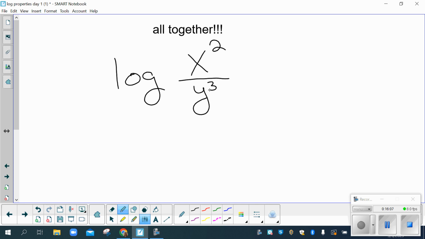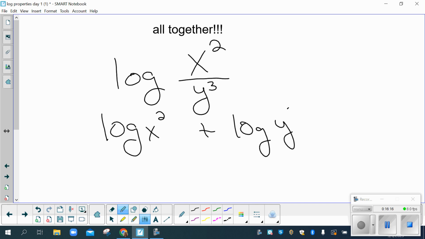So I'm going to first rewrite this as log x squared plus log y to the third. Have I lost anyone on that? Oh, I did it wrong. What should I have up there? A minus. What was I thinking? Thank you for catching me on that. That should be a minus.